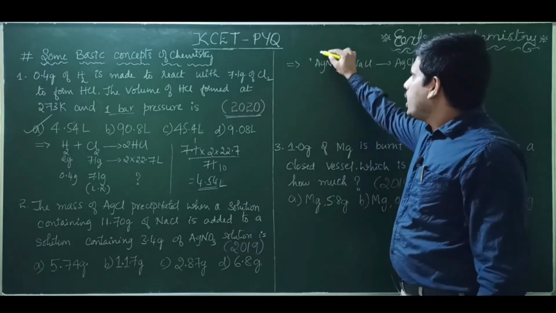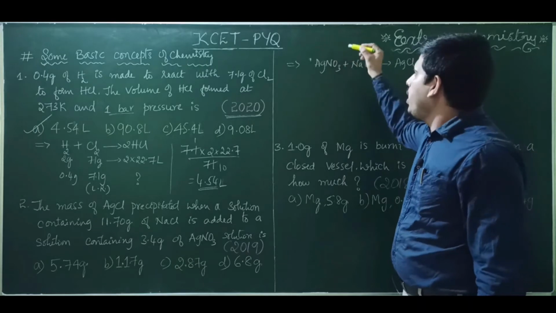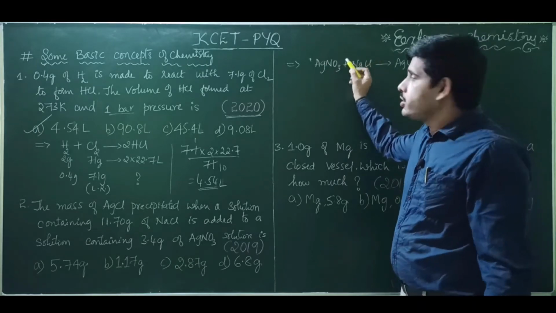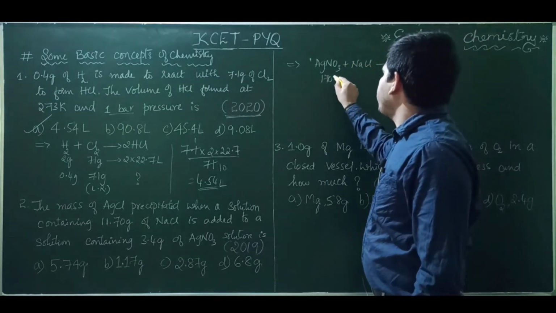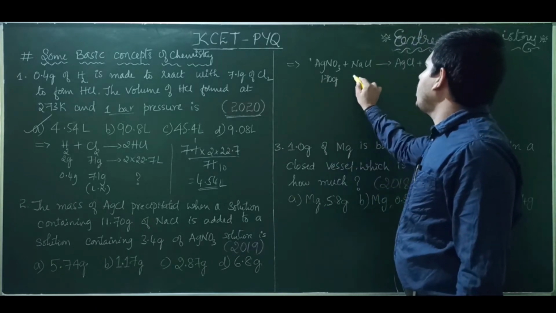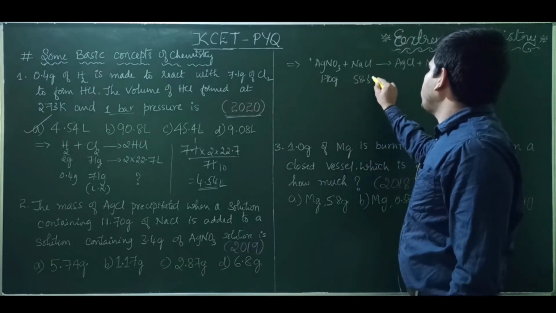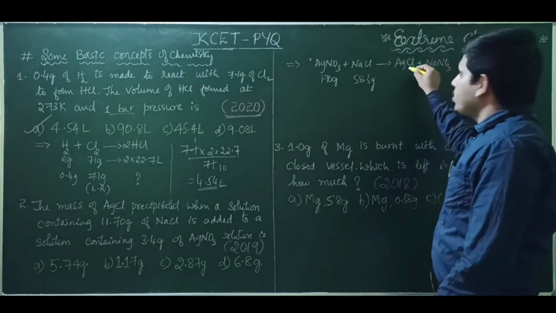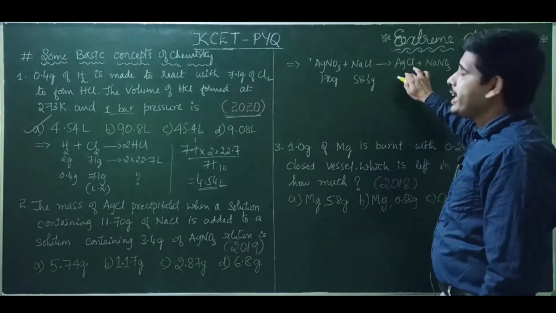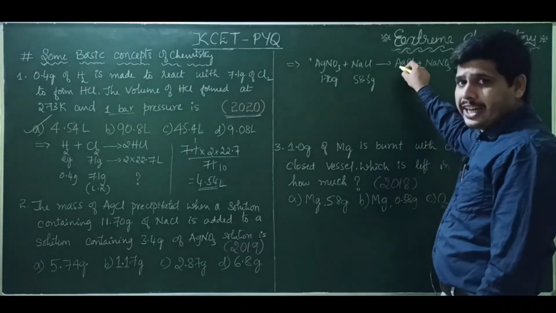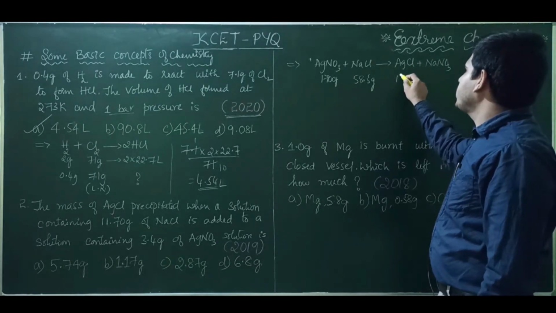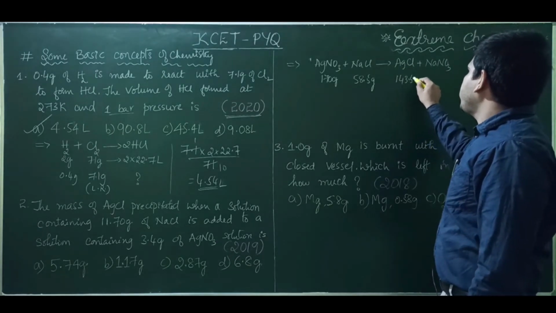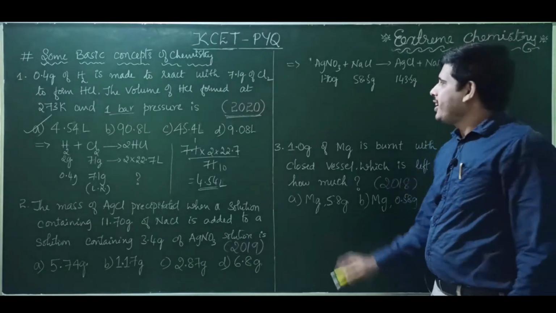Its molar mass: silver 108, nitrogen 14, oxygen 16 into 3, 48. So totally it is 170 gram. It consumes how much? 58.5 gram of sodium chloride. If it is so, then what is the AgCl produced? 108 plus 35.5, so it is 143.5 grams. Did you get that? Yes.